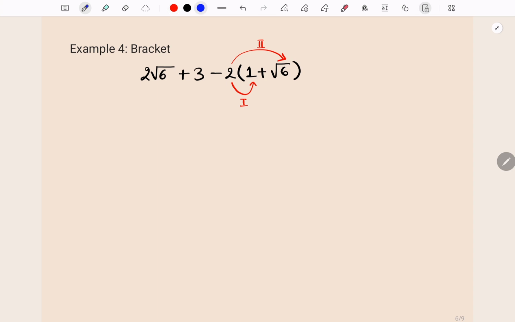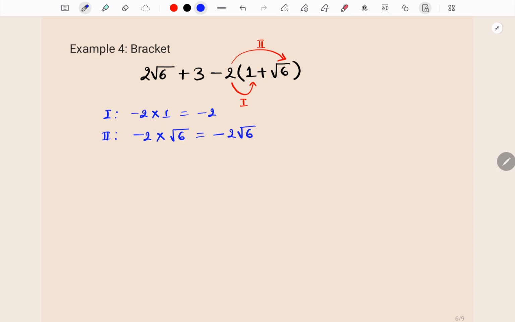So let's start with the first multiplication because we need to operate on the bracket first. That is the rule. So the first multiplication is minus 2 multiplied by 1. That is just minus 2. And the second multiplication is minus 2 multiplied by root 6. So that is minus 2 root 6.